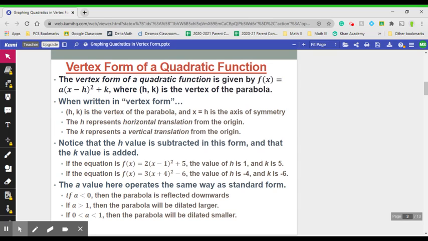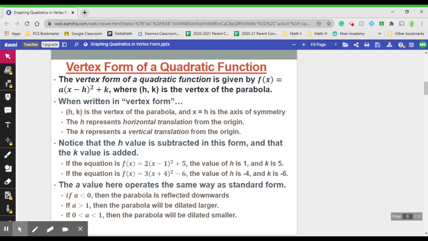When written in vertex form, the h comma k tells you the vertex. The h, as you may have guessed from the first slide, takes care of horizontal translation from the origin, or (0, 0), and the k takes the place of vertical translation from the origin. The axis of symmetry, from when we graphed standard form last week, can be obtained from this form as well. It is just going to be whatever that h value is.